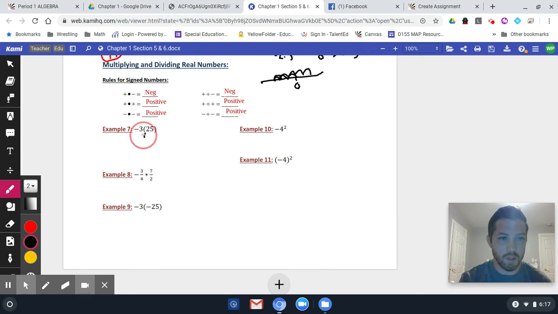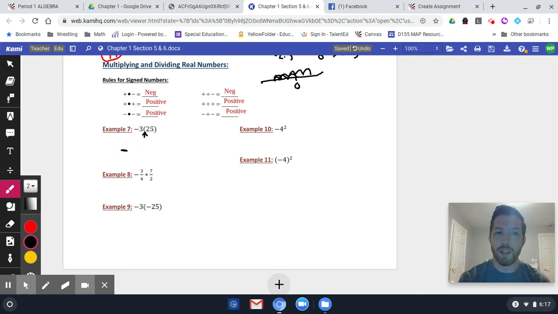All right, so we have to get used to that. Two numbers that are touching, pretty much with parentheses, that is multiplication now. So we have a negative times a positive. So right here, we have a negative times a positive, so this is going to result in a negative answer. The negative always takes over when there's one of them.